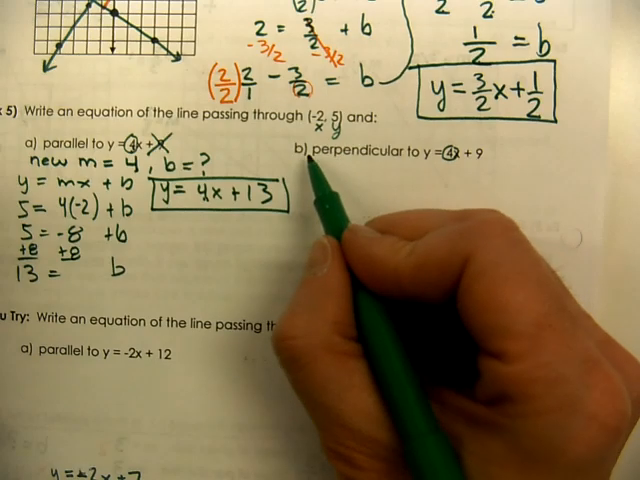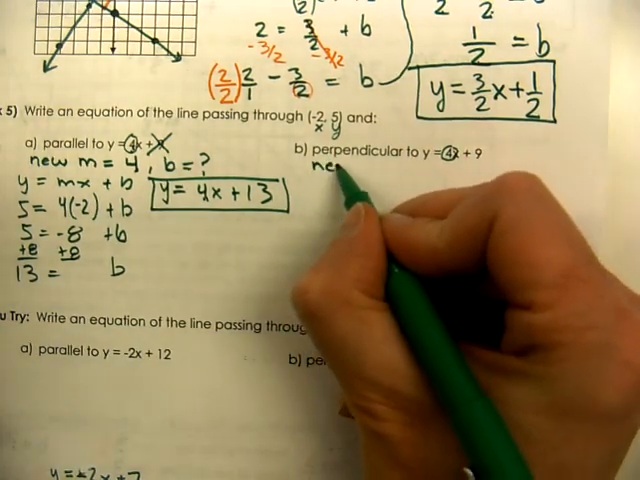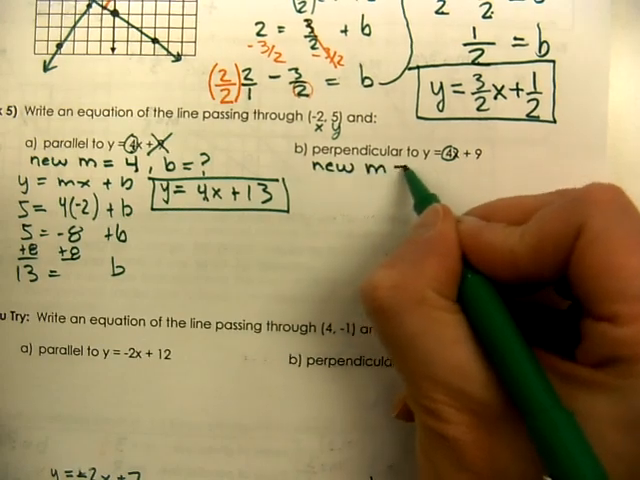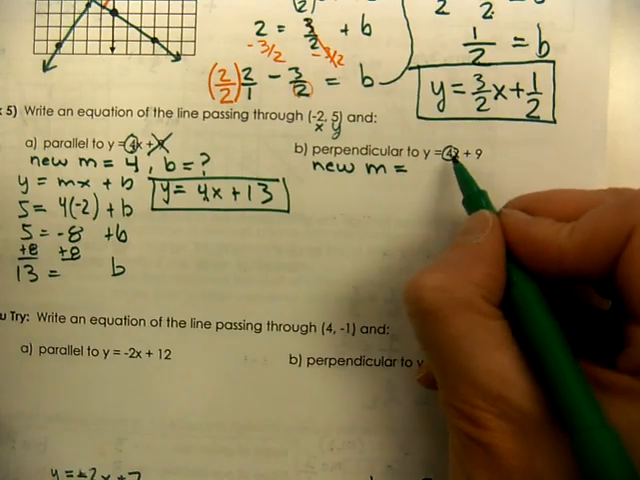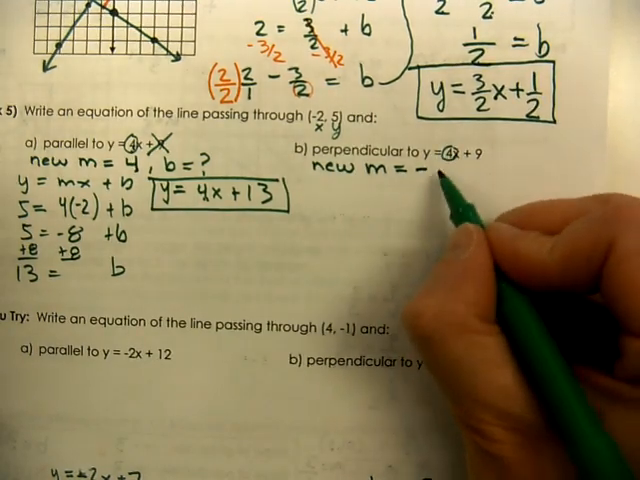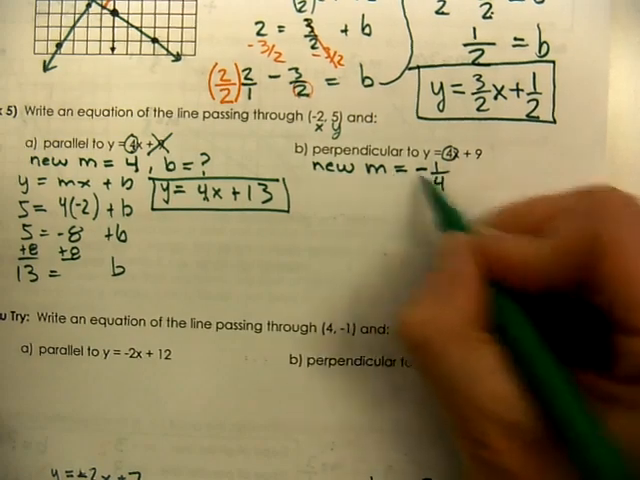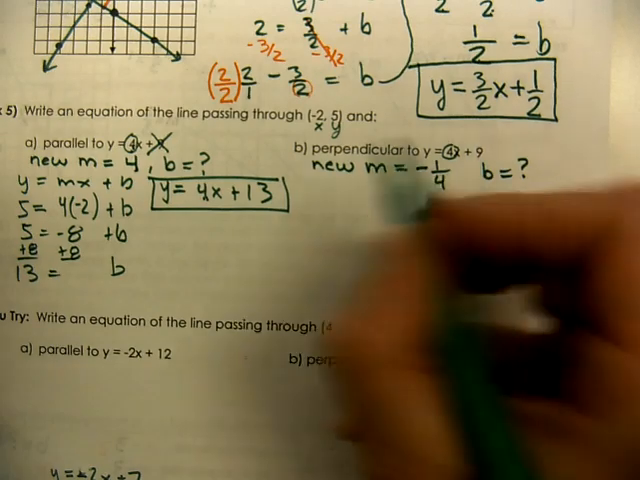Now, for part B, I want a line that's going to be perpendicular to this given line. So my new line must have a new slope of, now we have to make it the opposite reciprocal. So we want to change the sign from positive to negative, and we want to flip 4 upside down to make that 1 over 4. That's my new slope, and again, we need a new y-intercept.